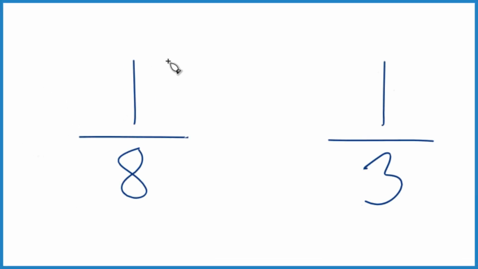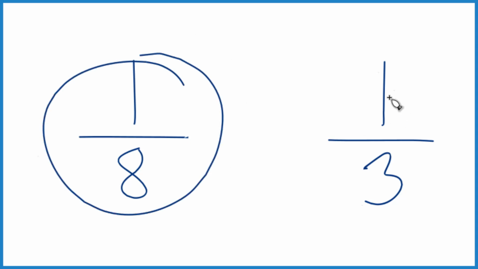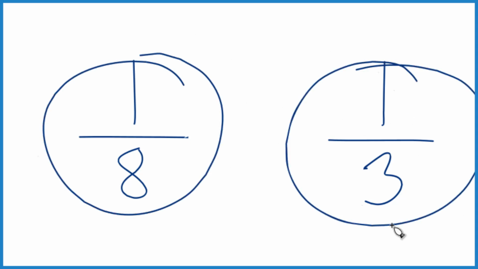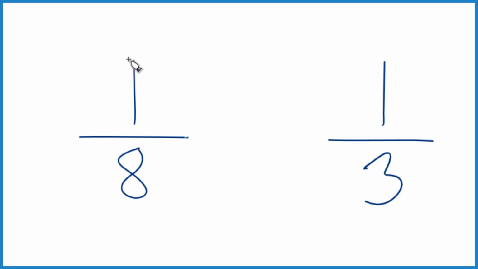In this video, we're going to figure out what fraction is exactly halfway between 1/8 and 1/3. So we're looking for the midpoint here. You could just add 1/8 and 1/3 together and then divide by 2. I find it's a little bit easier for me to get the denominator to be the same and then compare the numerators. So let's do it that way.